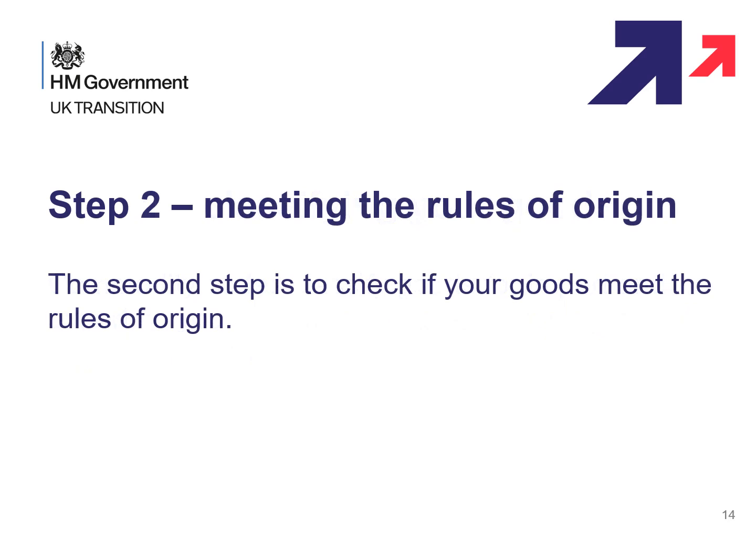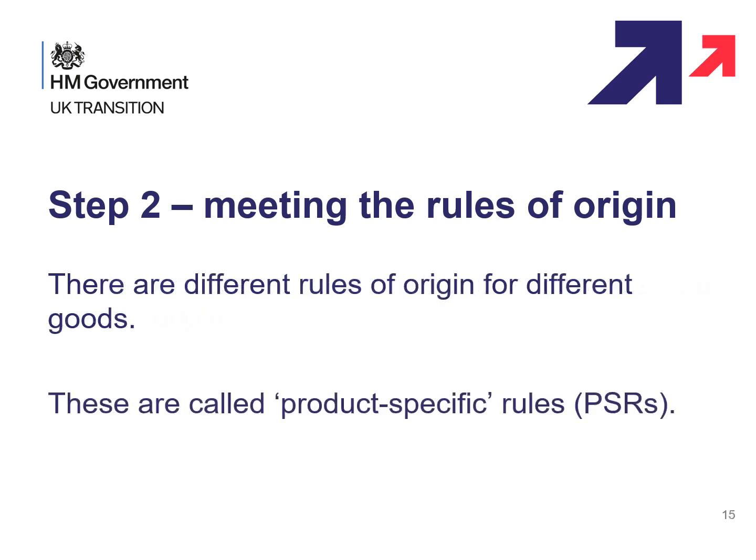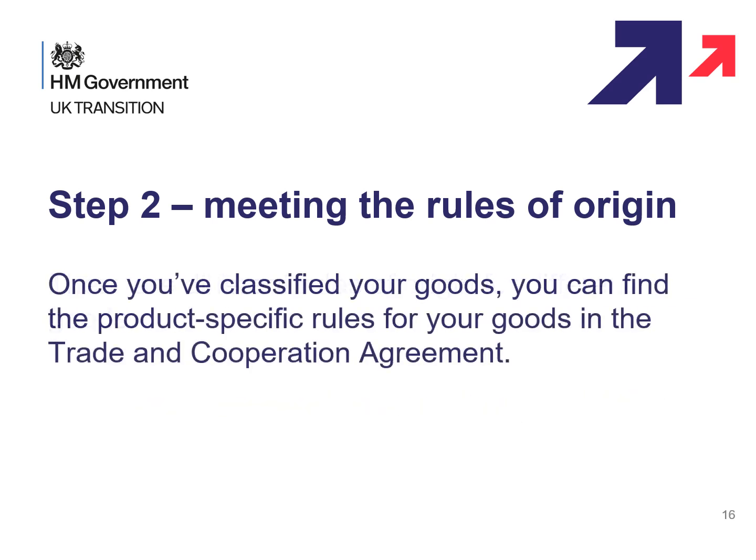The second step is to check if your goods meet the rules of origin. As rules of origin are not the same across the whole trade agreement, there are different rules for different goods. These are called product-specific rules, or PSRs, and you should check the individual rules for your goods. Once you've classified your goods, you can find the product-specific rules for your goods in the Trade and Cooperation Agreement. There are also tools on the gov.uk website to help you find the correct PSRs for your goods.